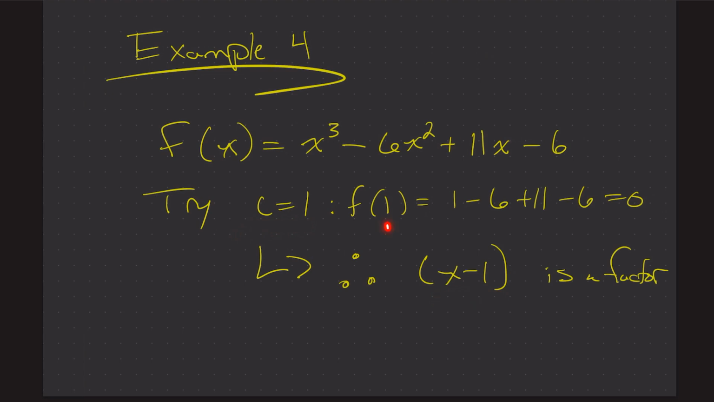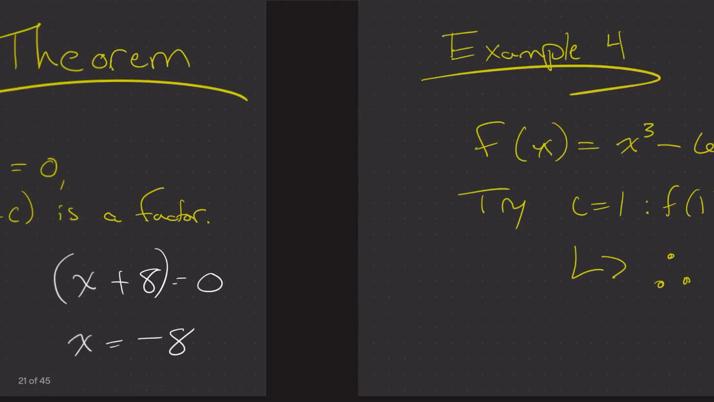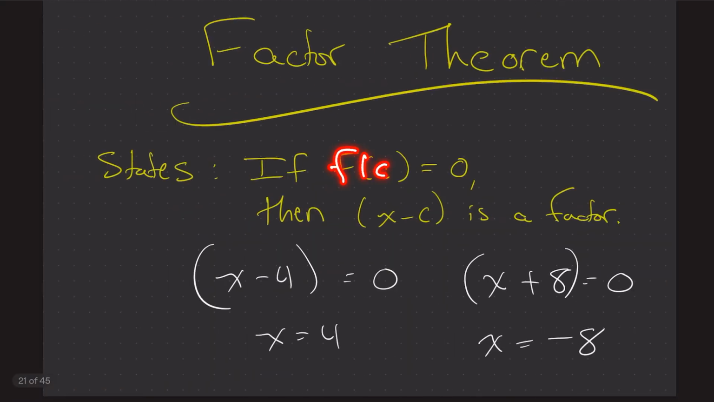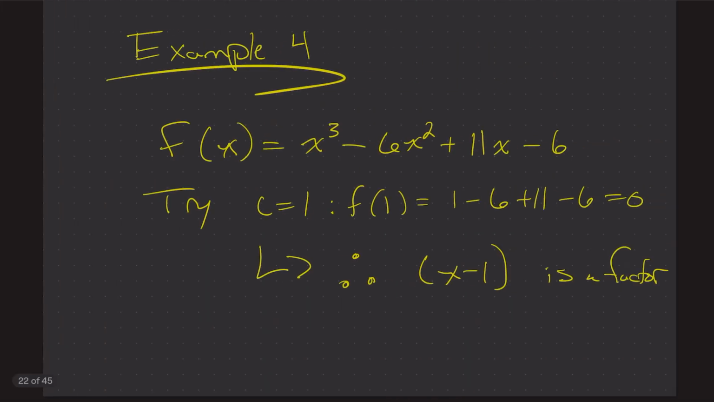We're going to plug in c here, right? Going back here, f of c equals 0, where we're plugging c in as a value of x. So f of 1 is going to equal, plug this in, 1 cubed, that's 1, minus 6 times 1 squared, so that's minus 6, plus 11 times 1, that's just 11, and then minus 6. We take this and we solve it, and we're going to get 0.